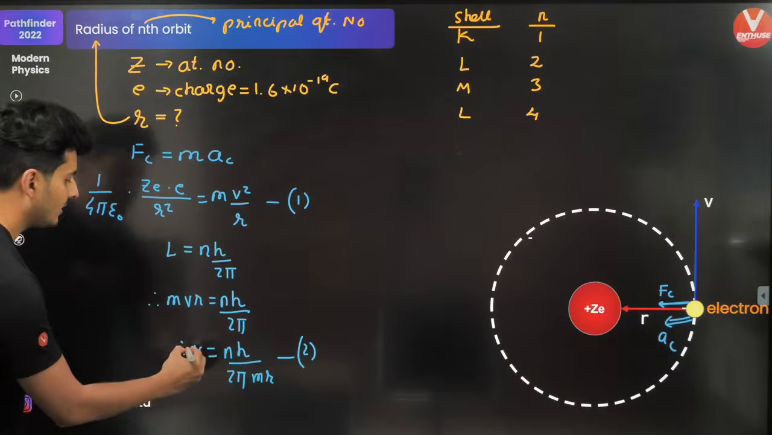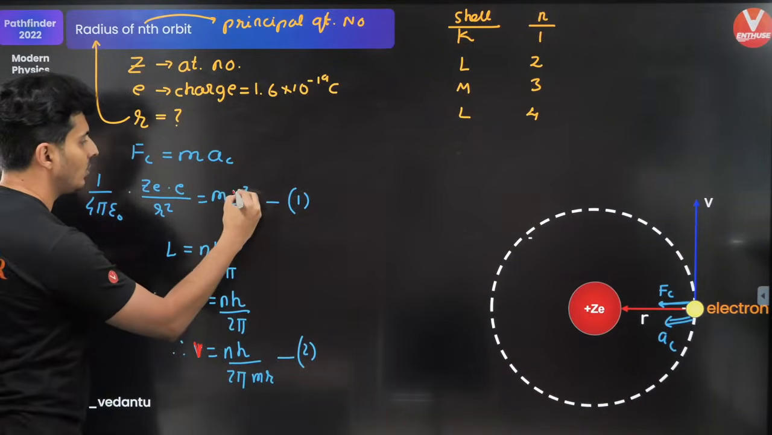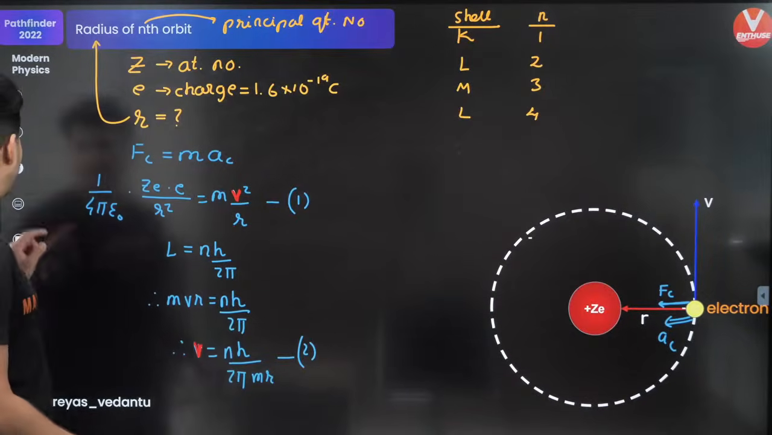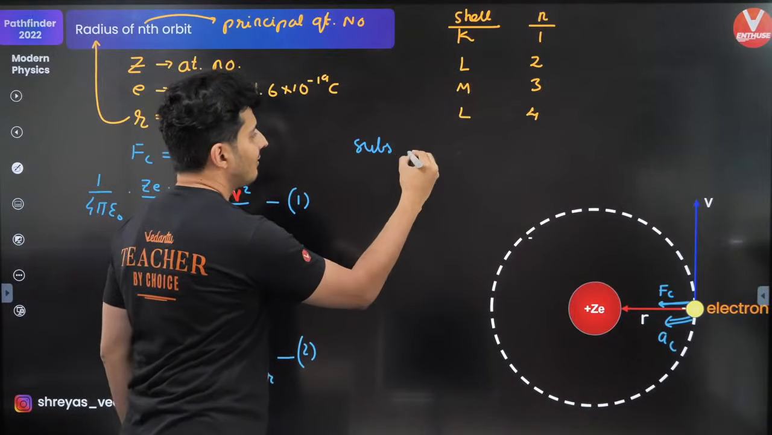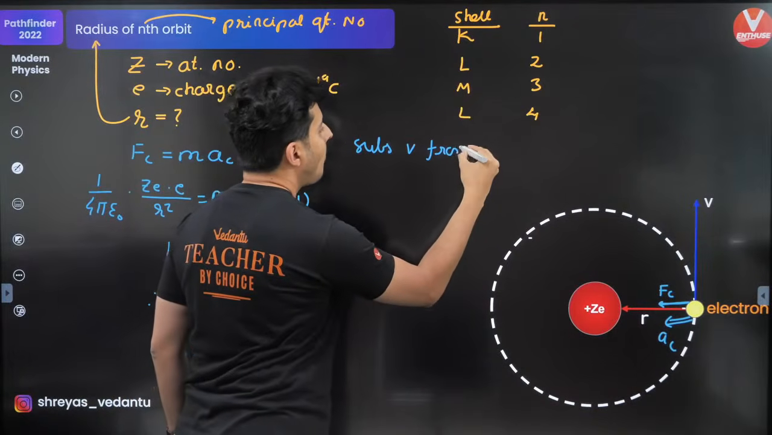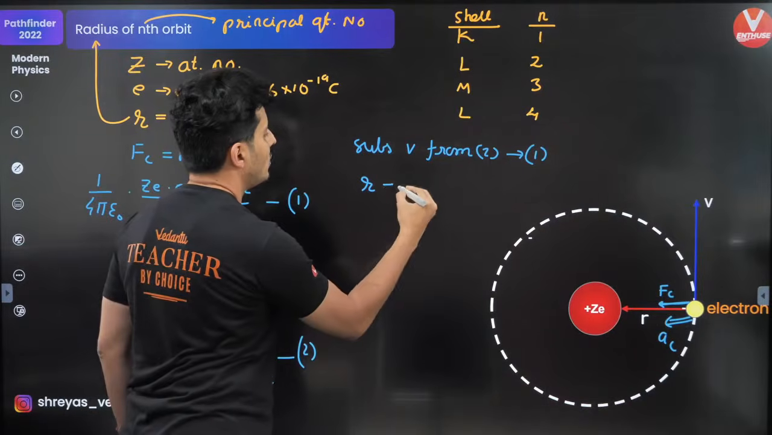My warriors, this v which you see, substitute it over here, and that's it. You will get the answer. Okay, so substitute v from equation 2 into equation 1, and you will get the value of r.